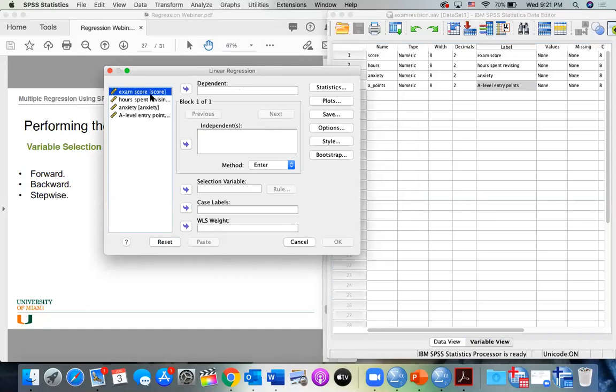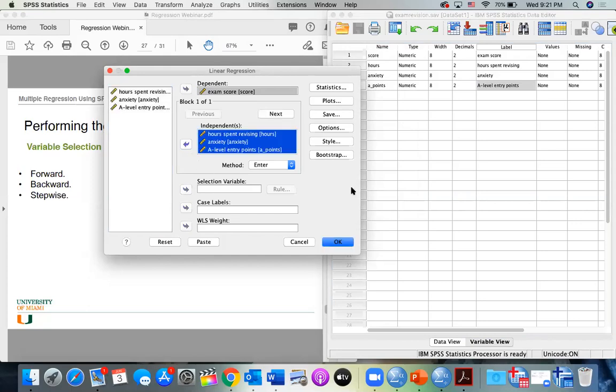So again, exam score as the dependent variable, all others as IVs, independents. You have different variable selection methods here. If you just click on Enter, you will see a drop down menu and you can choose different methods. For me, I really like the forward method.